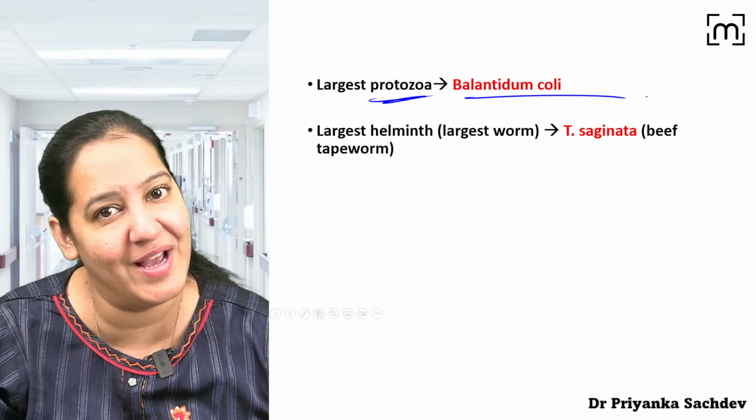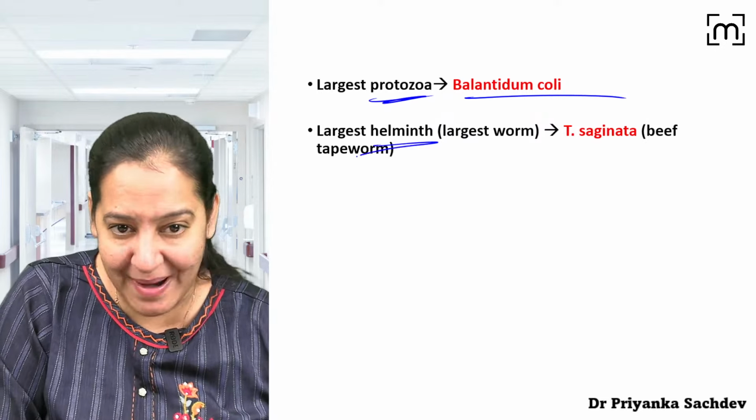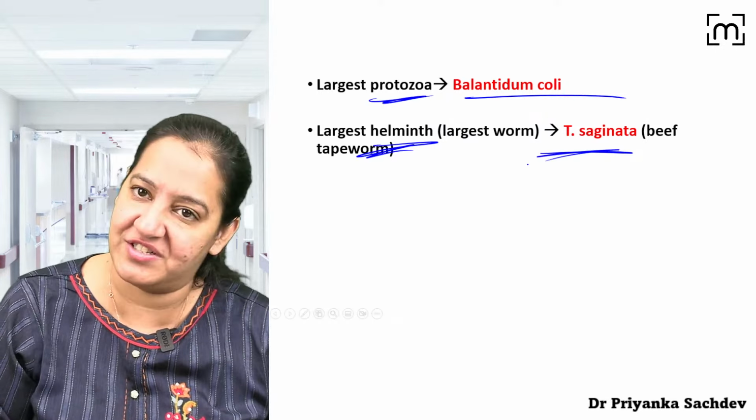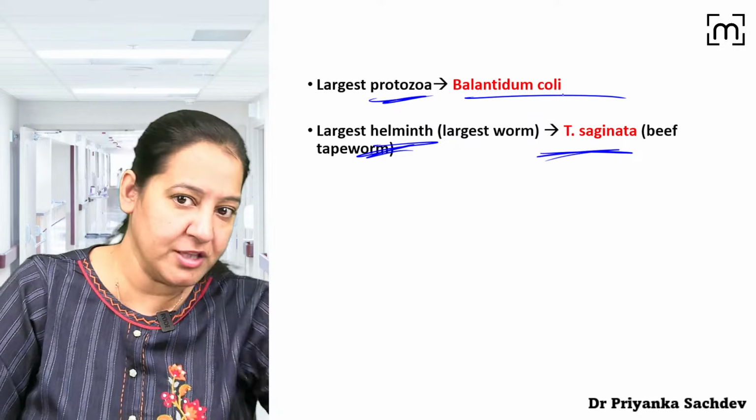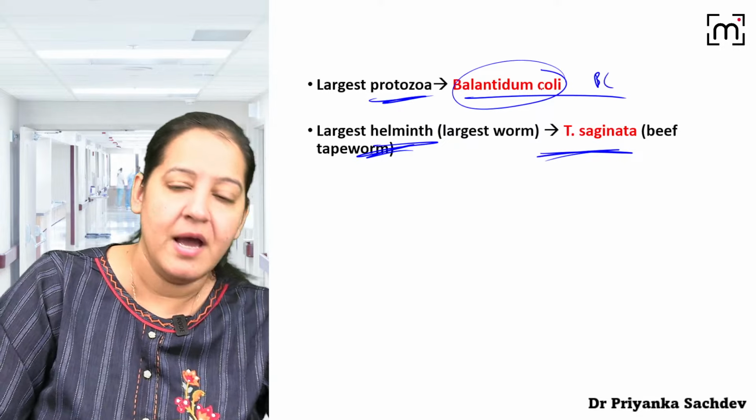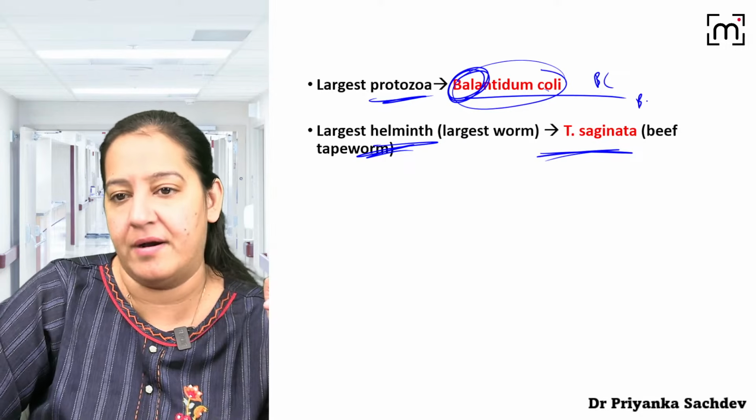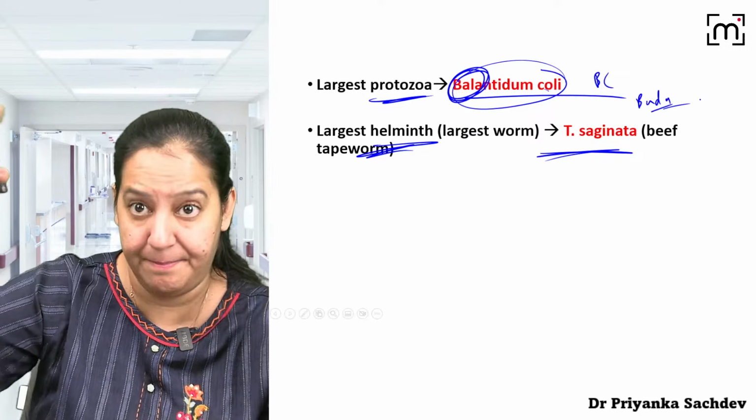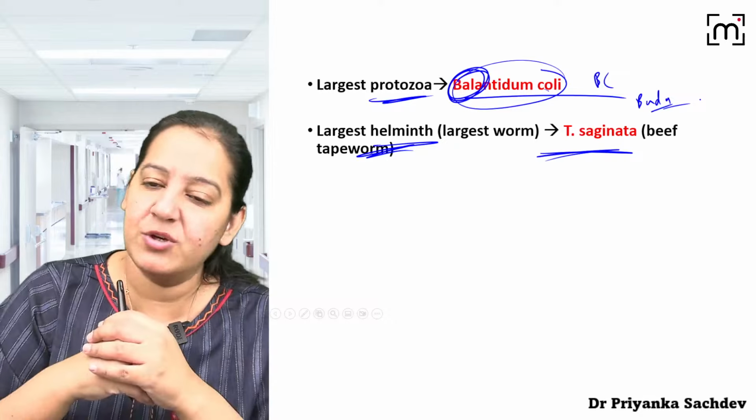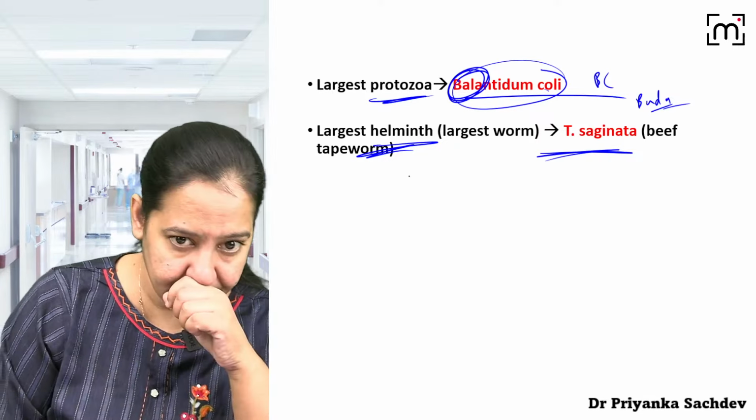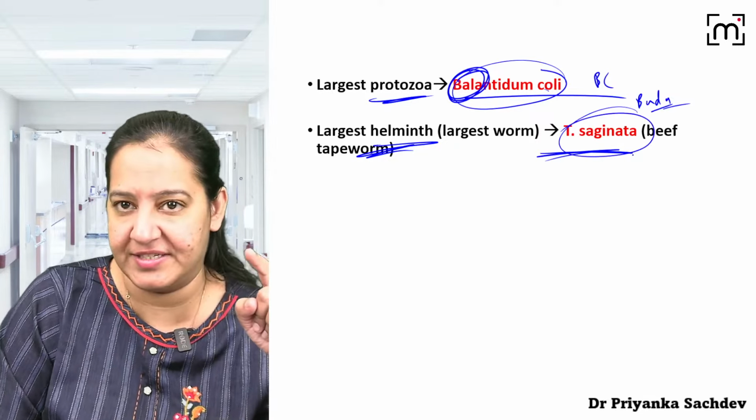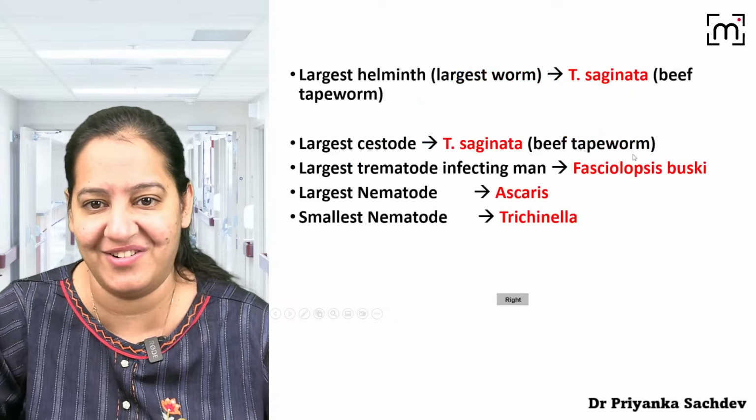Balantidium coli is the largest protozoa. And the largest metazoa is Taenia saginata. So learn one largest. Among the protozoa, it's Balantidium coli, BC. B for Balantidium, B for bada. In Hindi, bada is bigger, larger. So bada is Balantidium coli. And among metazoa, it's Taenia saginata. It's not solium, it's saginata, right?